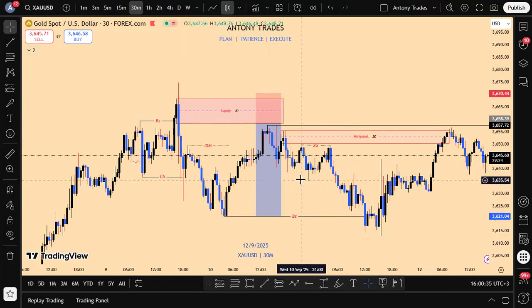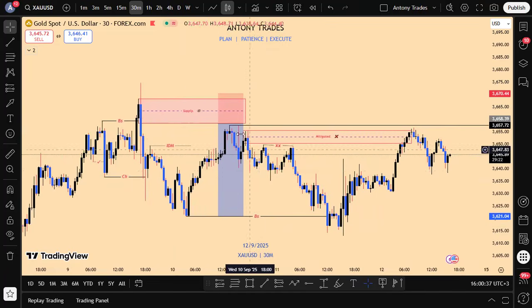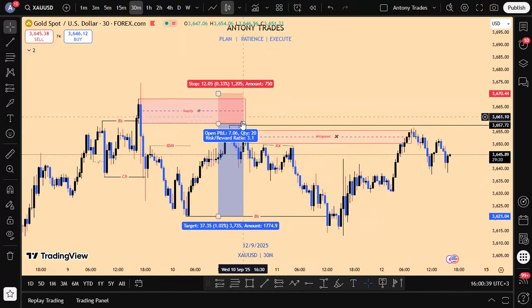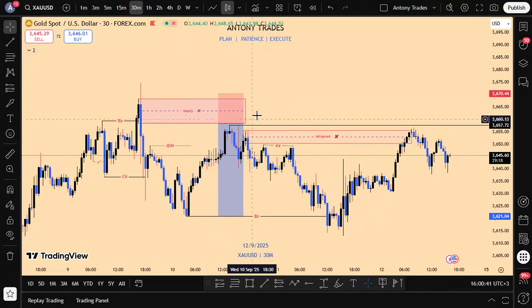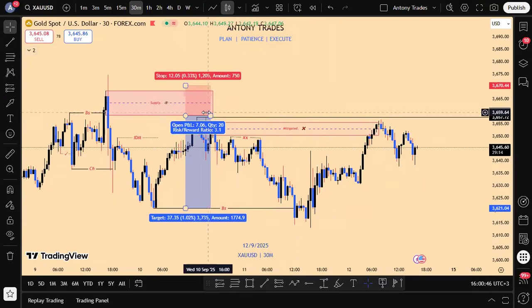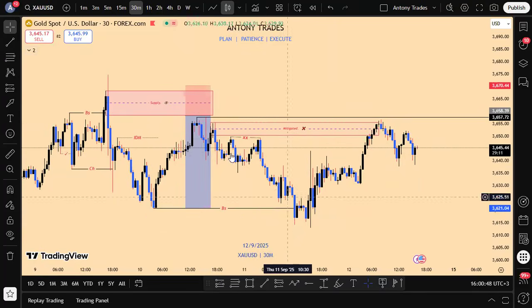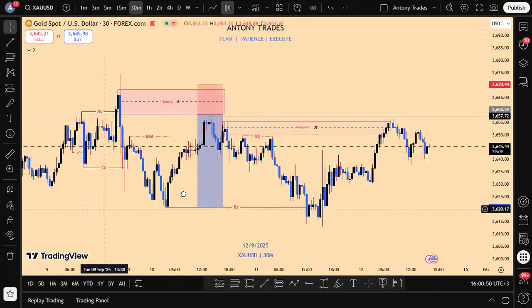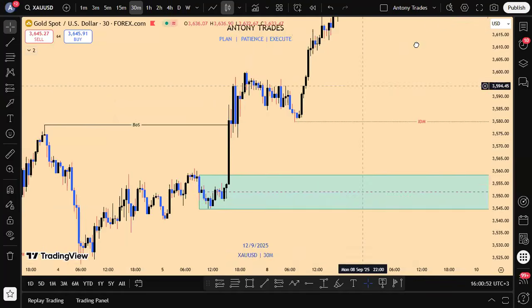I just tend to make peace with that this setup is not going to play for me. Then I wait for the next setup. And that is how it is. And you can see the setup ended up playing very well. That is one example in gold.